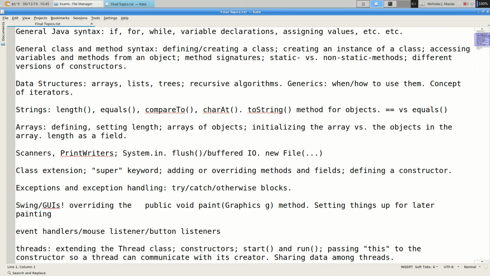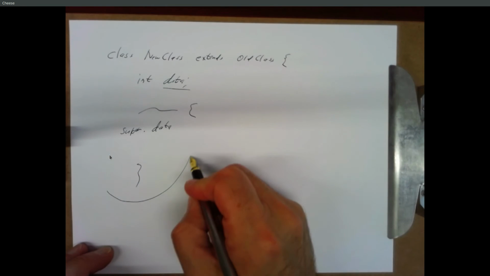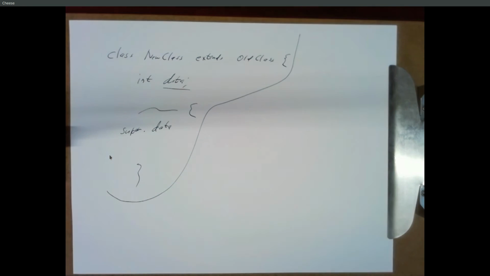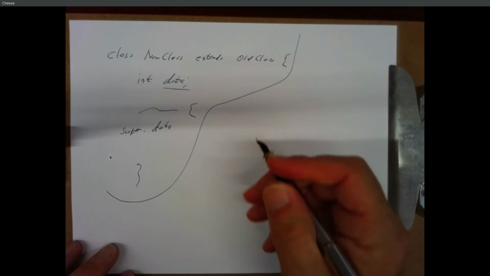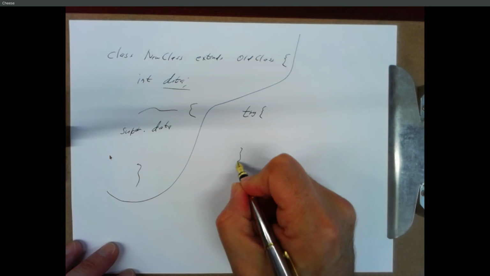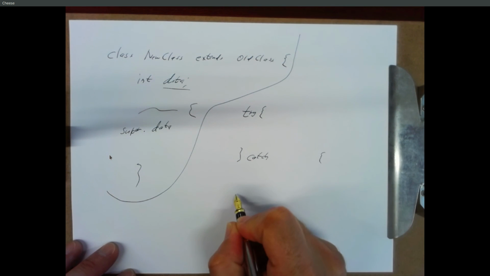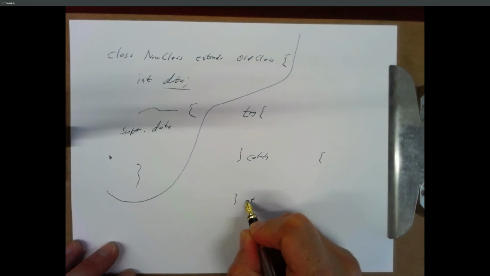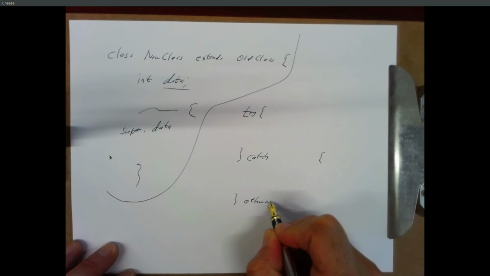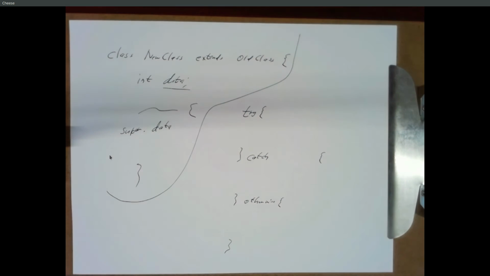Alright, exceptions and exception handling, so try, catch, otherwise. And you probably got more of this than you want for your whole lifetime in dealing with PA5. But try, there's a try block. Catch, here's a catch block. Otherwise, and there's your otherwise block.